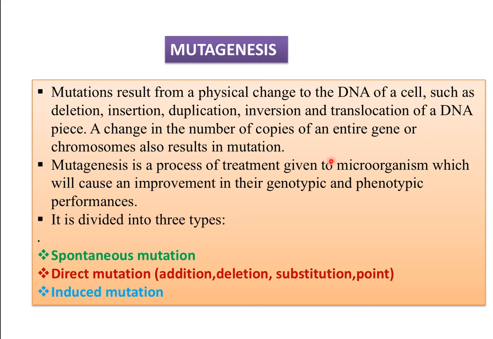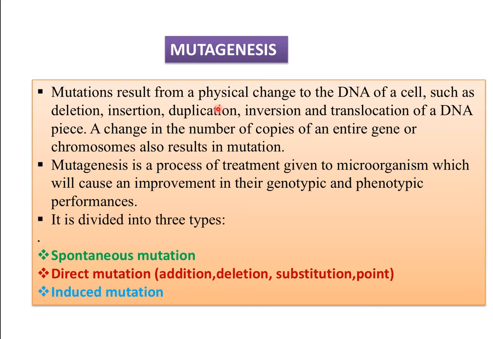Now talking about mutagenesis. Mutagenesis means we are talking about mutations. So in general, any sudden heritable change in genetic material or character of an organism is known as mutation. And those individuals which are showing these changes are known as mutants.